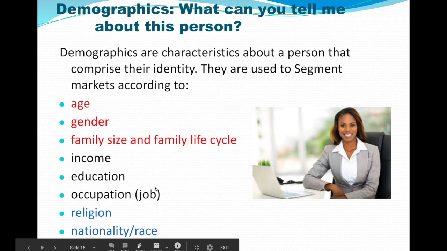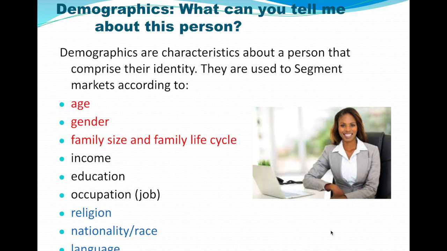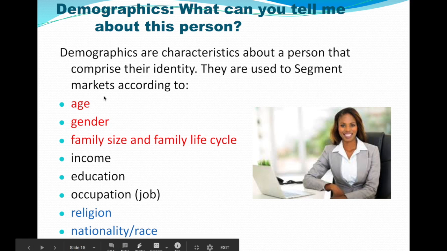All of these are characteristics about a person, and these are all demographics. And so you could organize market segments for each of these characteristics. And any given person will have different characteristics. They'll belong to different market segments. So for example, what can you tell me about this person?